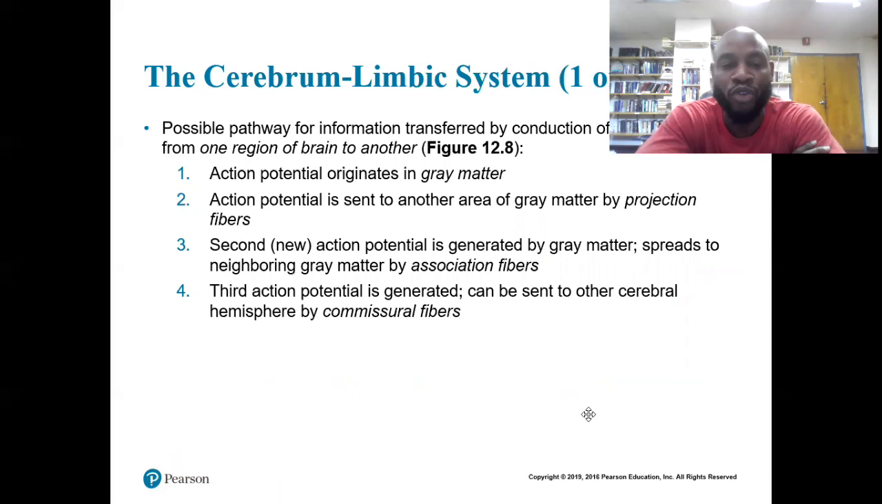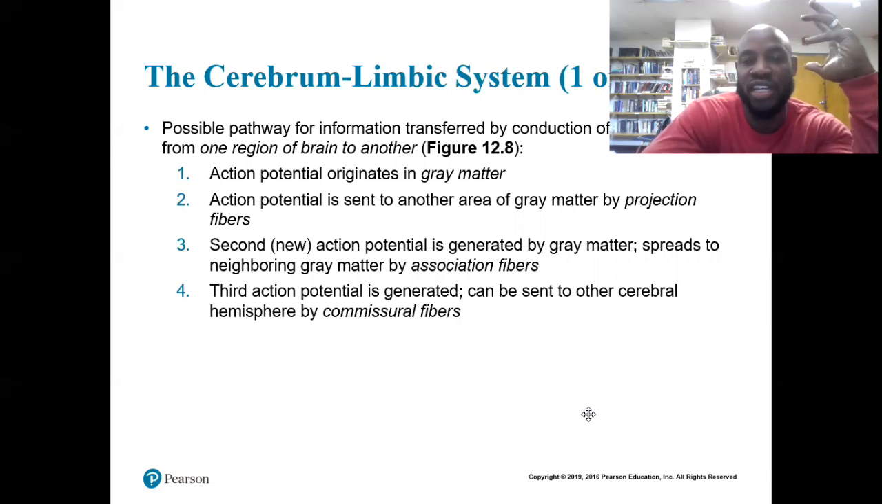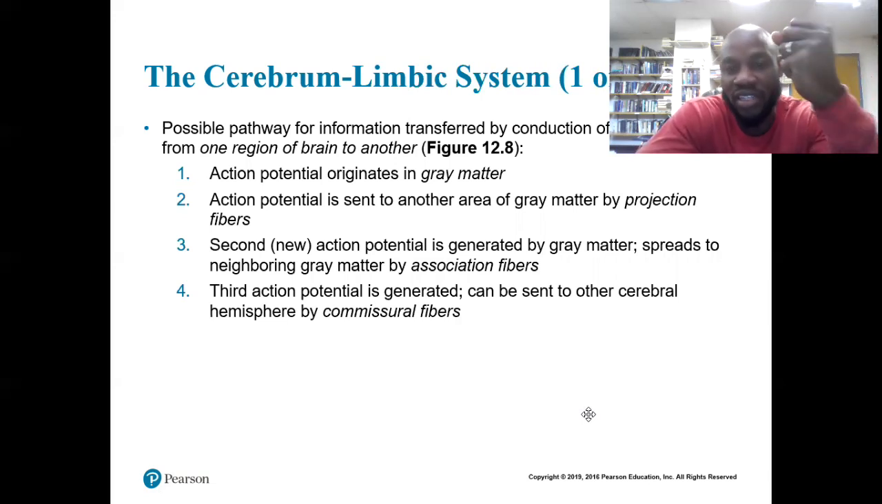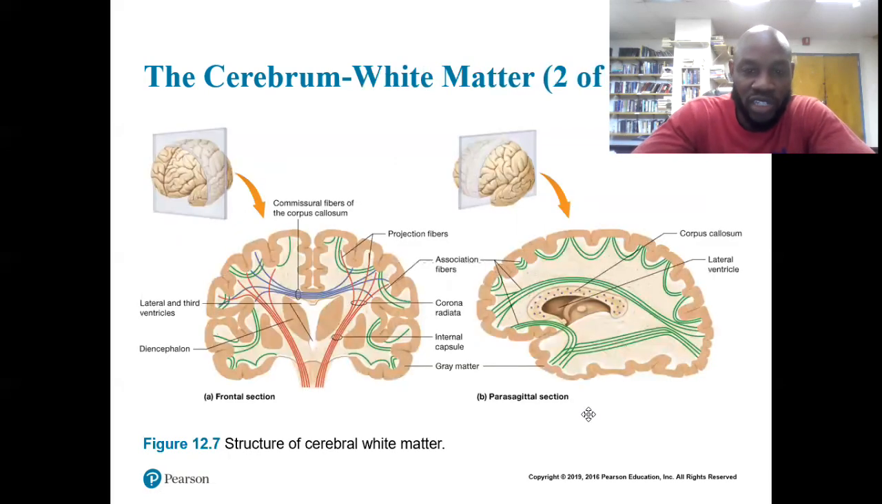So from that last diagram that I showed you, very simply, the brain is very, very connected. An action potential could potentially originate in the gray matter, in the cerebral cortex of one side of your brain. That action potential can be sent to another area of gray matter by projection fibers. So projection fibers could send it to another area of gray matter, down, up on this side, whatever.